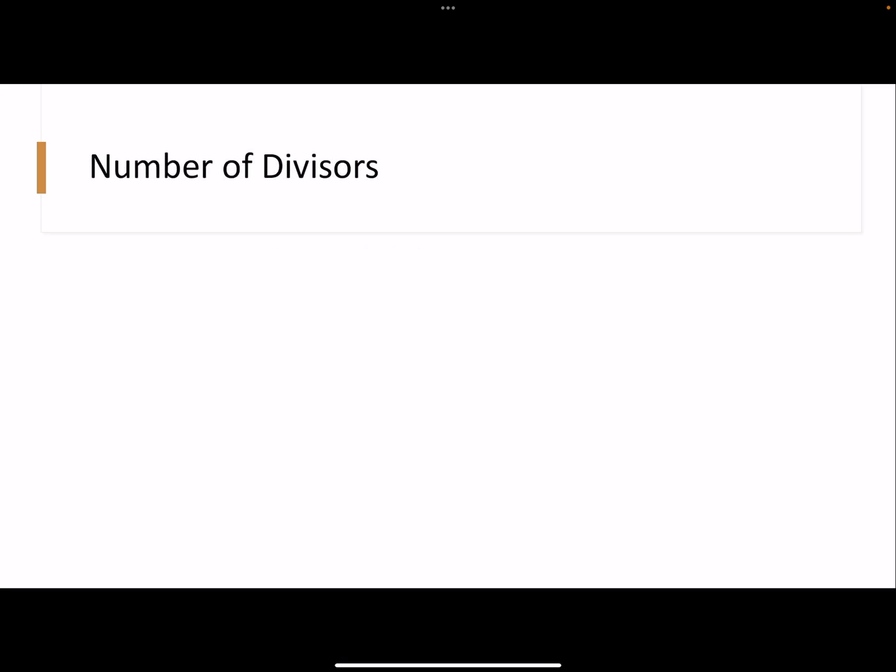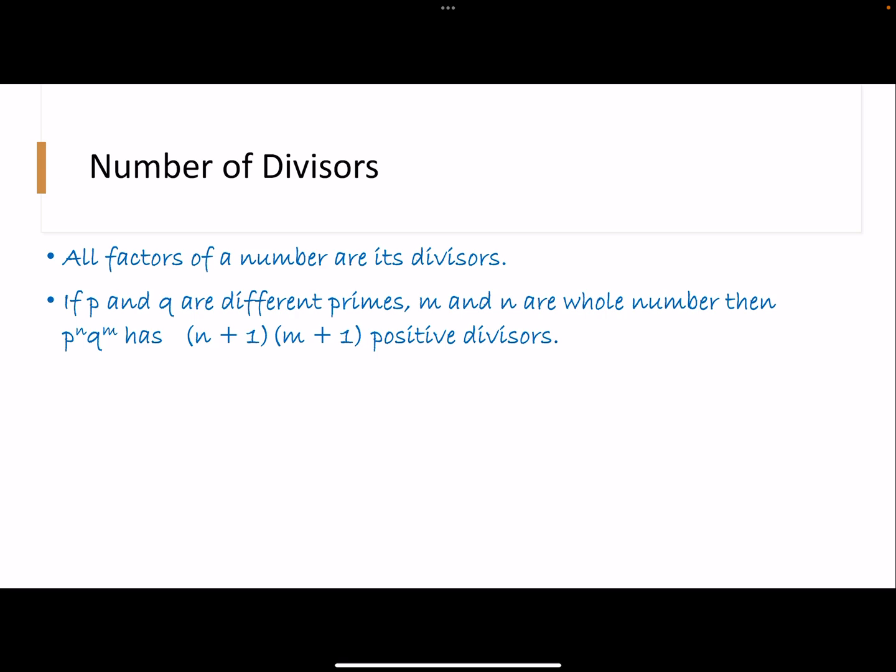There's also a way to determine the number of divisors. So first of all, let's talk about divisors. All the factors of a number are its divisors. And there is a neat little theorem that we can use to determine how many positive divisors a number has. If P and Q are different primes, and M and N are whole numbers, then P to the N, Q to the M has N plus 1 times M plus 1 positive divisors. All right, let's try to put this in simpler terms. If I'm trying to find how many positive divisors a number has.